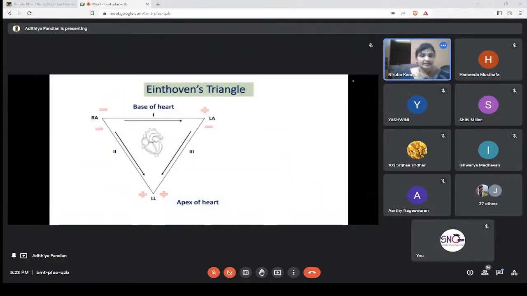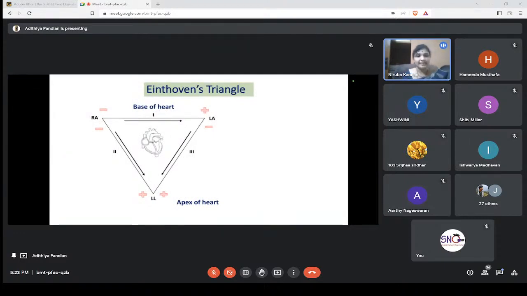This is the Einthoven's triangle, which we saw. Einthoven's triangle is a triangle where we have the heart at the center. So what does it say? It acts as a dipole, and the sum of the potentials of all three will be at zero potential.